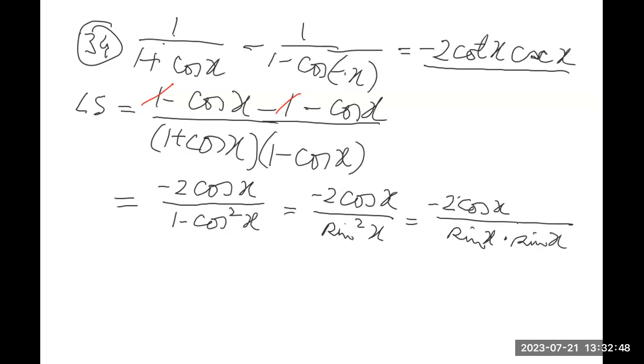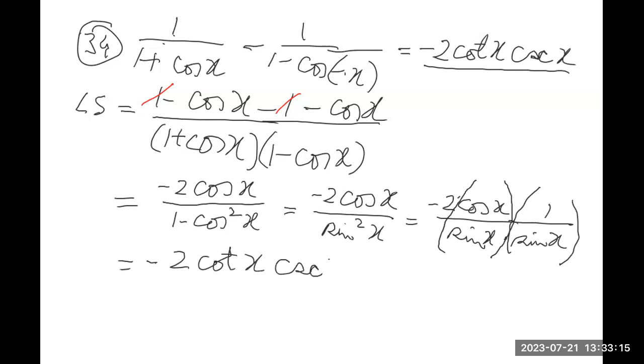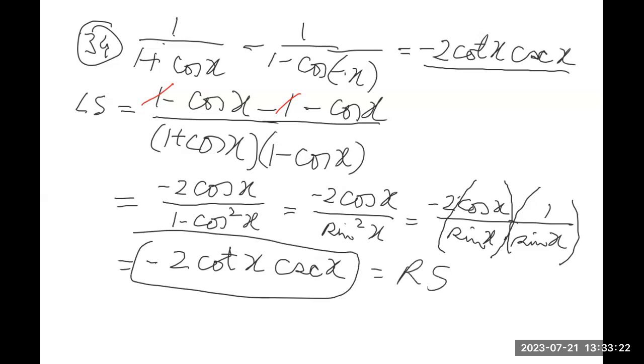And then if you look at this ratio, cosine x over sine x, that's just cotangent x. And then the sine x in the denominator, it's like 1 over sine x, so that's just cosecant x. So that gives us the right side that we wanted. So that's your proof.